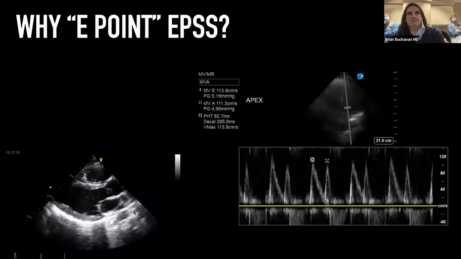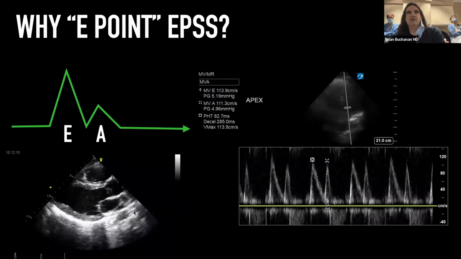So why E-point? Well, in a patient in sinus rhythm, there are two waves. There are two times when blood flows: when the valve opens and you have passive filling of the LV, and when the atrium contracts, which gives you your A wave. So if they're in sinus rhythm, they'll have an E and an A wave. Of course, if they lose their A wave because of atrial fibrillation, then all they have is their E wave. But the EPSS comes from the E point. So when this initial large amount of flow happens, how close does that valve come to the septum? Hence the EPSS.